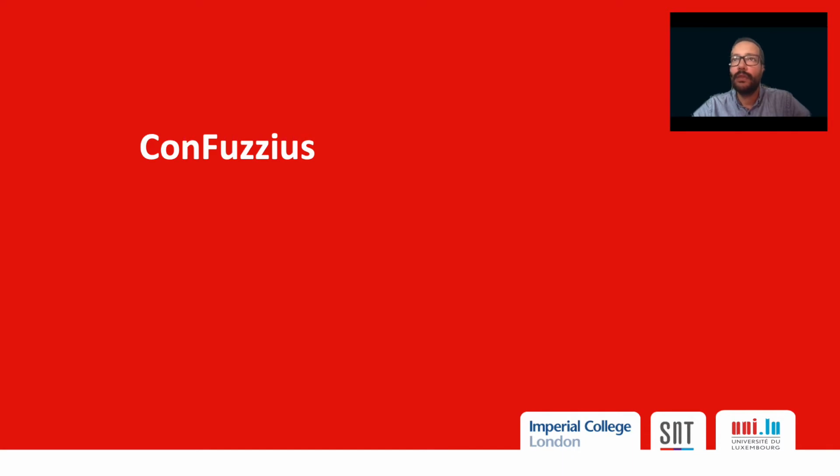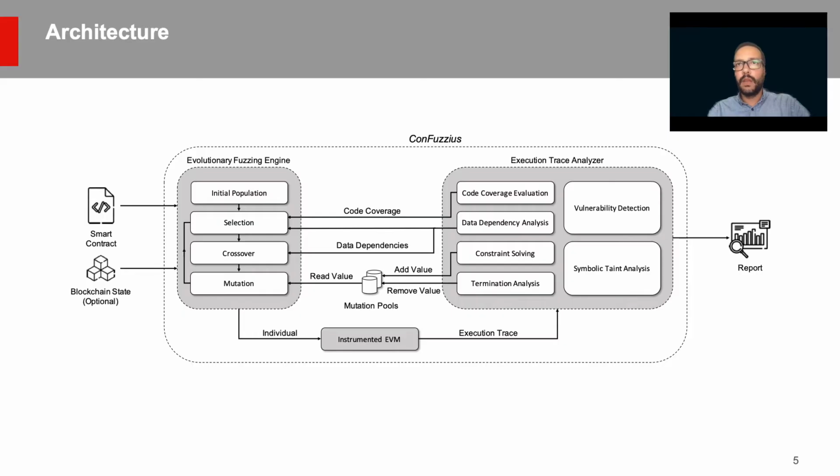We'll now briefly present the architecture of ConFuzzius and highlight some of its main components. ConFuzzius consists of an evolutionary fuzzing engine that follows a simple genetic algorithm. ConFuzzius takes as input a smart contract and an optional blockchain state, which are both first fed into the evolutionary fuzzing engine, which then creates a population of individuals by following a genetic algorithm. Each generated individual is then executed using an instrumented Ethereum virtual machine, which then produces an execution trace.